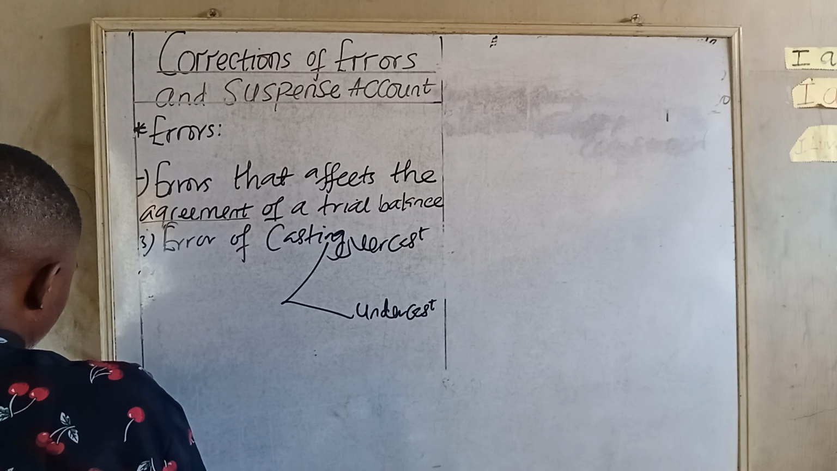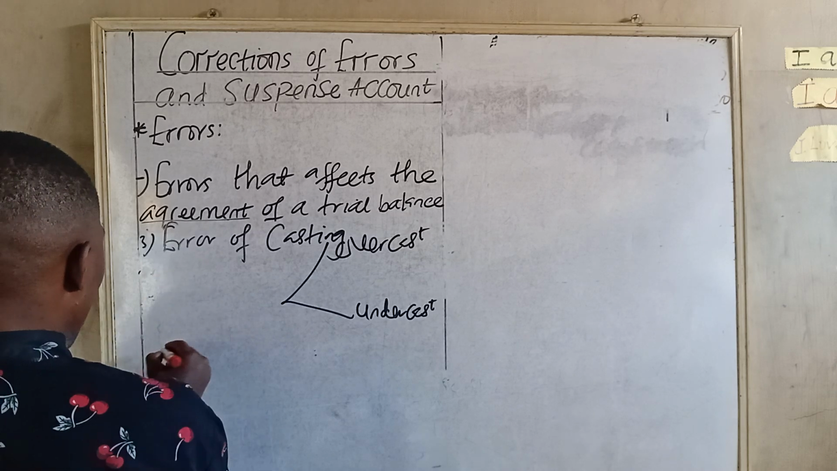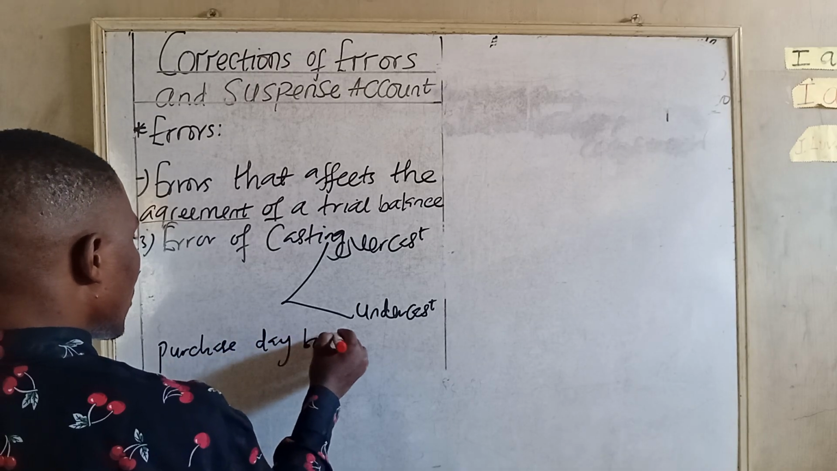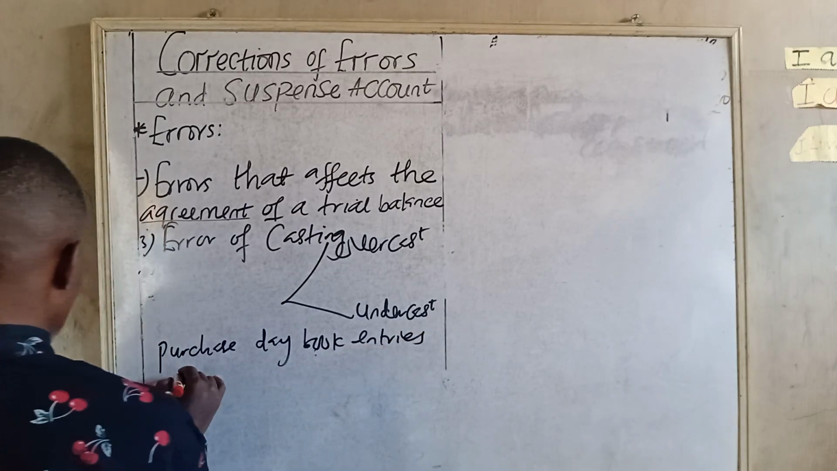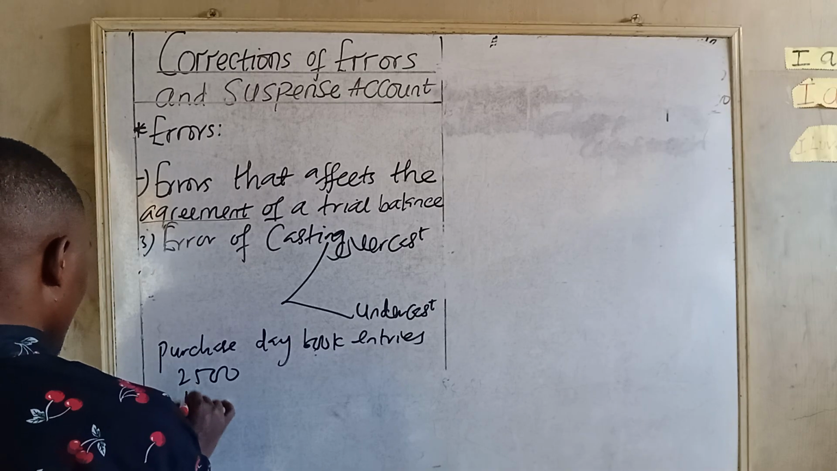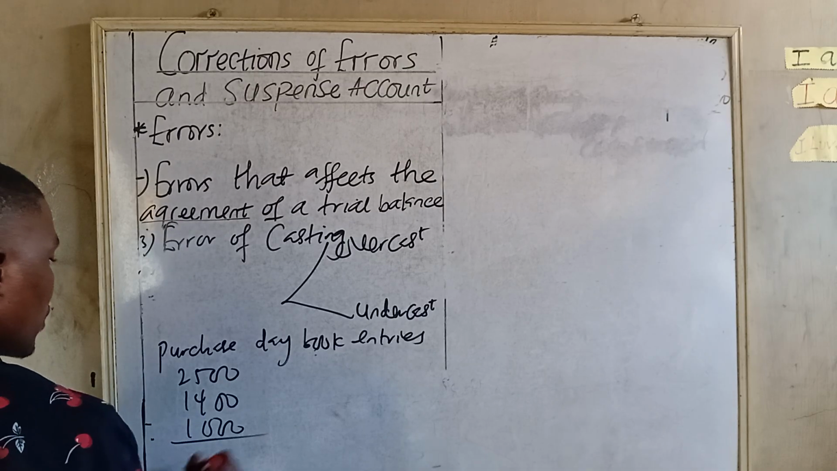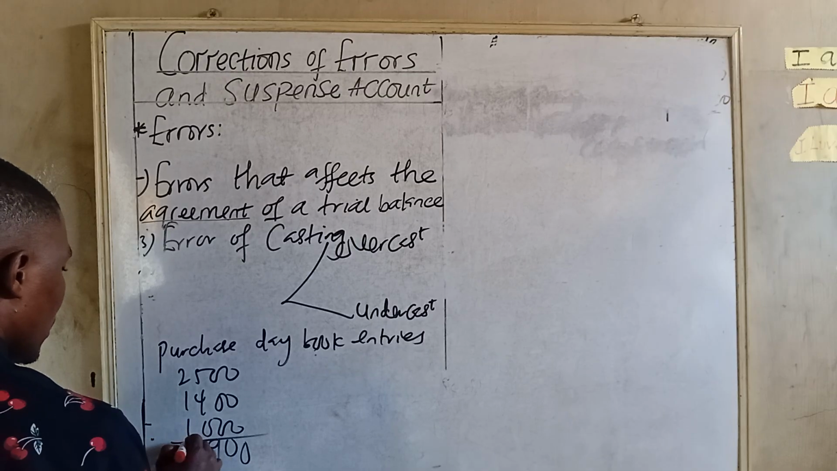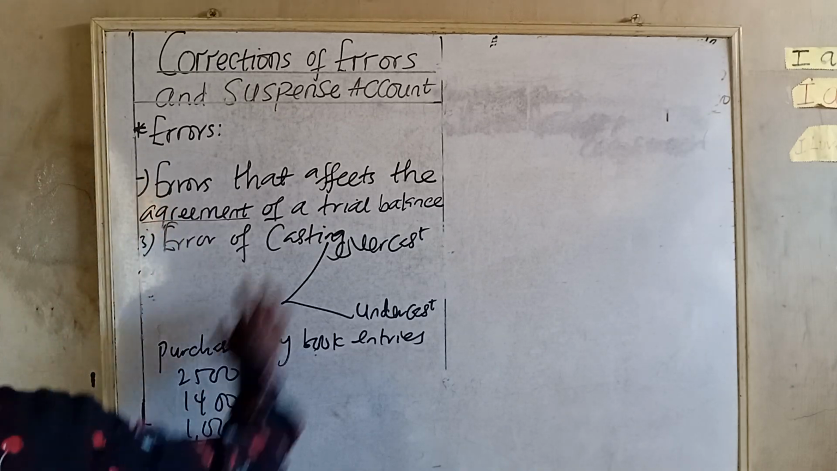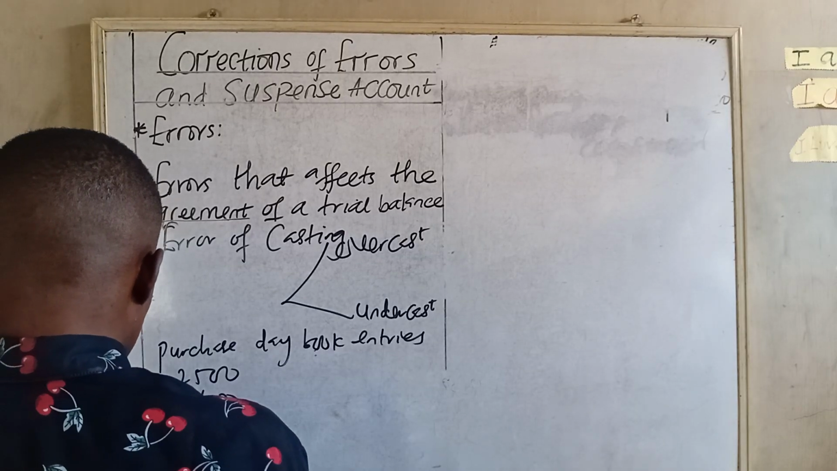So purchase, we have a purchase day book with many entries. Let's say we have 25, we have 14, let's say we have 1,000. So the total of the purchase day book we have 923. So we have 4,900. So we are supposed to take this amount and transfer it to the purchase account. So this account now, I think, is being undercast.